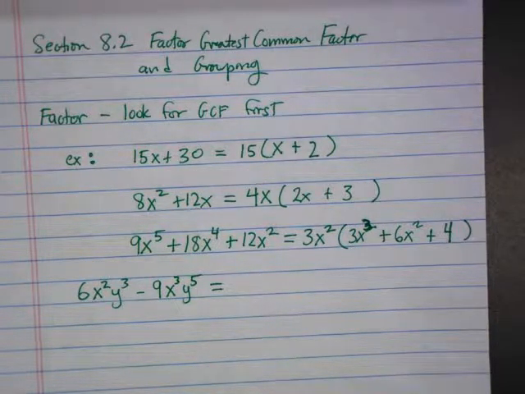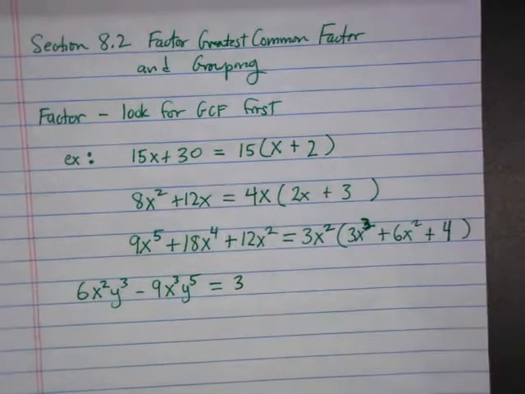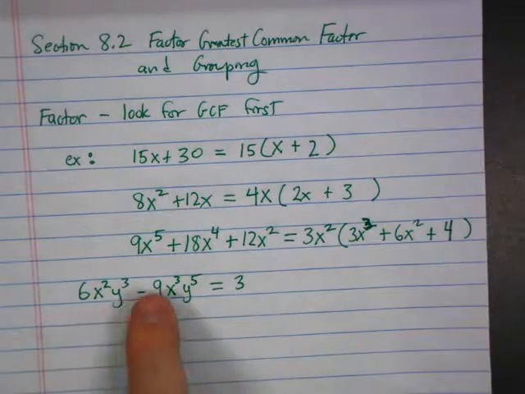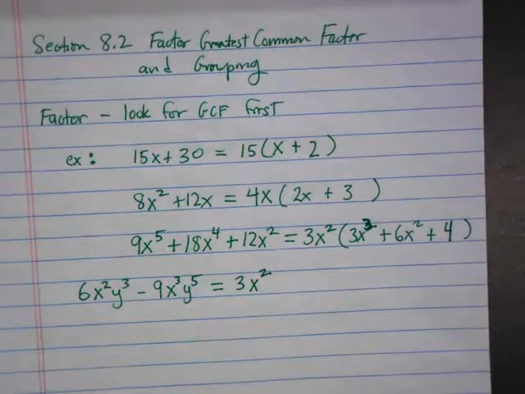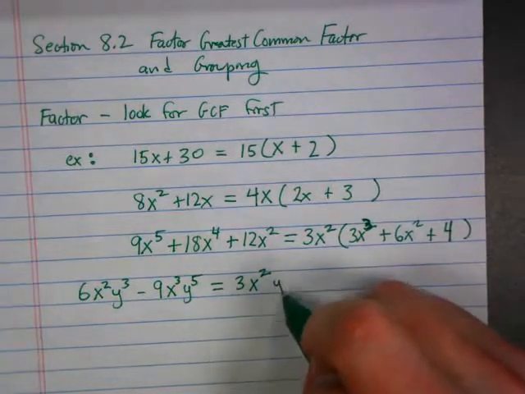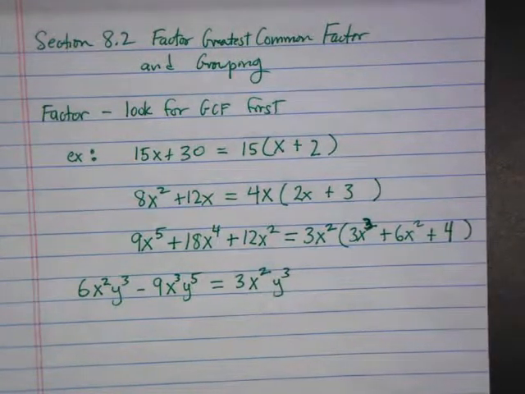Okay, well, look at your numbers. 6 and 9. What do 6 and 9 have in common? 3. Look at your letters. What about the x's? x squared, because that's the smallest one, isn't it? This one has an x squared, that one has an x cubed. It's the smaller of the two. y cubed. Excellent, y cubed. The fact that we have another letter in here really isn't that big a deal. We look at our y's, we have a y cubed and a y to the 5th, we take the smaller one. Parenthesis.